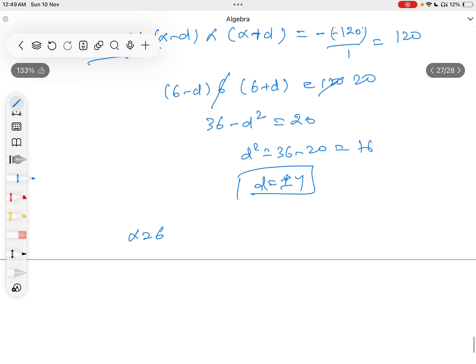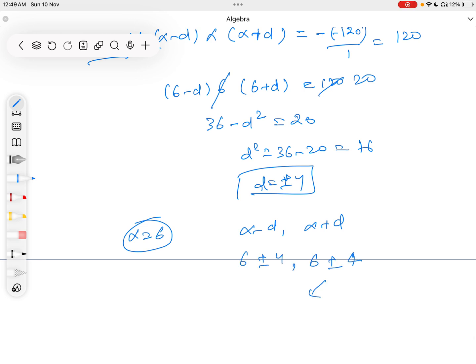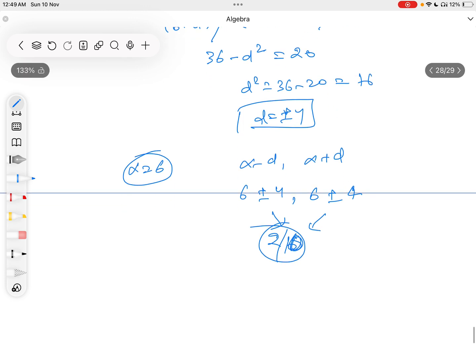So alpha is 6. So the other two roots are alpha minus d and alpha plus d. So 6 plus minus 4. So this would be 2 and 6. Right? Sorry, 2 and 10. So your roots are going to be 2, 6 and 10, and that is your answer.